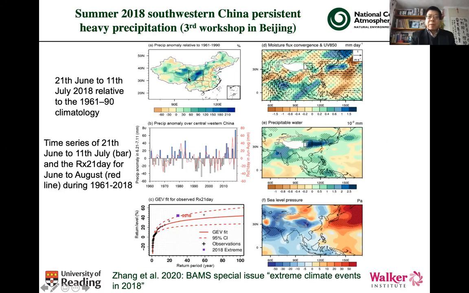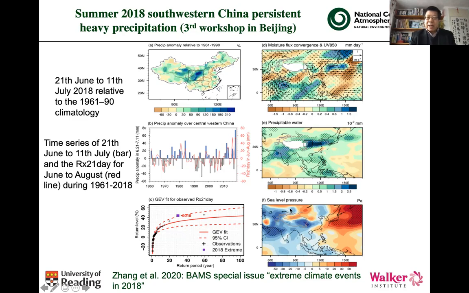You can see, for example, over that period and over southwest China, the precipitation is about 120 to 150% relative to climatology. Associated with this heavy precipitation is anomalous southwesterly flow, which transports more moisture to the region and led to heavy precipitation during that period. And here is the precipitable water. You can see in the region the precipitable water over that period relative to climatology is higher.